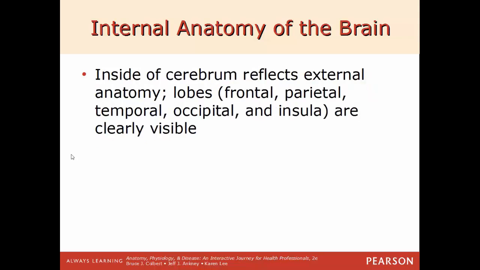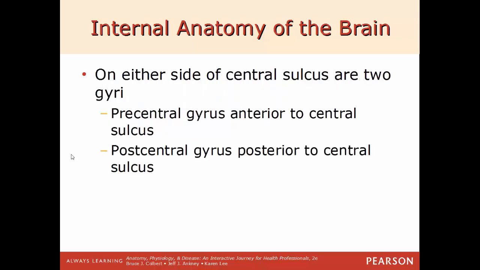The inside of the cerebrum reflects external anatomy. The lobes are very clearly visible: the frontal, parietal, temporal, and occipital, and the insula, further internal. On either side of the central sulcus are two gyri. You have the precentral gyrus and the postcentral gyrus. Precentral is anterior to the central sulcus. The postcentral is just posterior to the central sulcus.